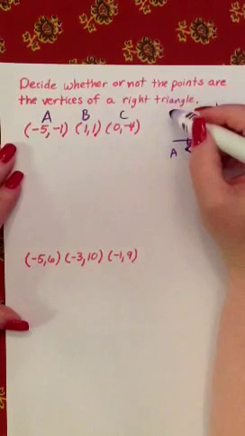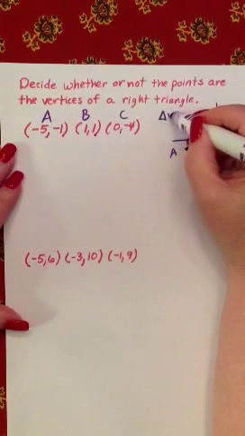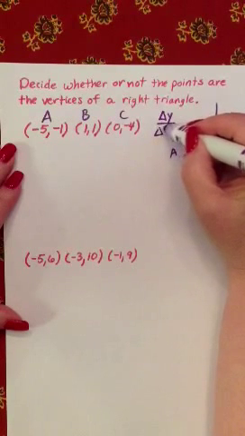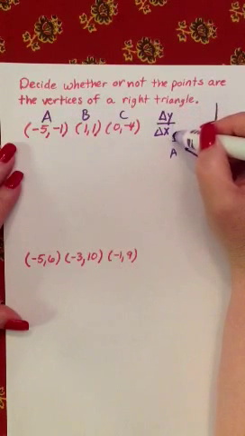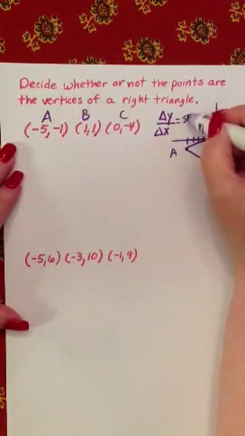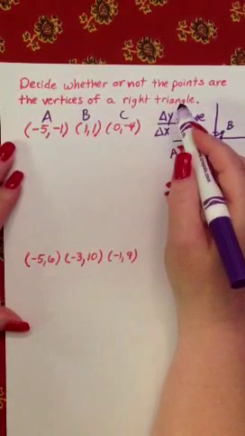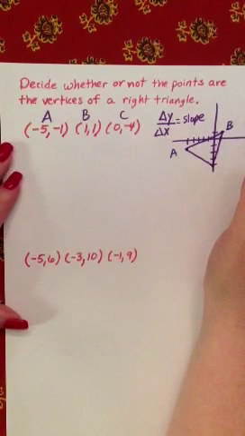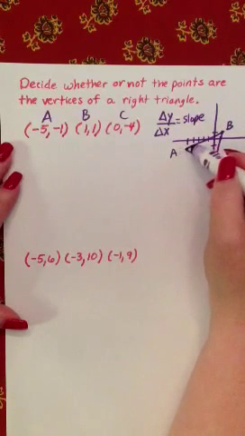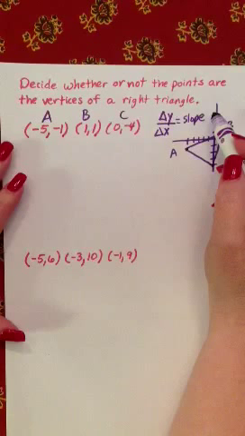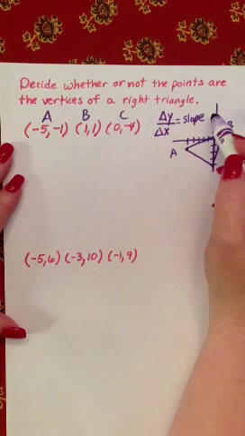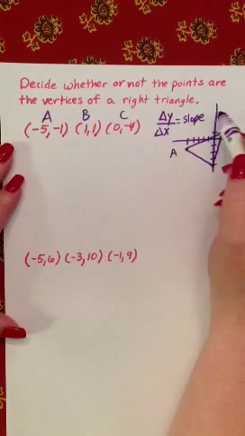Do you remember slope is change in y's over change in x's? Rise over run. This is how you find slope, right? Alright, changes in the y's over the changes in the x's. So what I'm going to do is just find the slope of every line here. If any of them, remember, if 2 slopes are perpendicular, that means they're negative reciprocals of each other, okay?